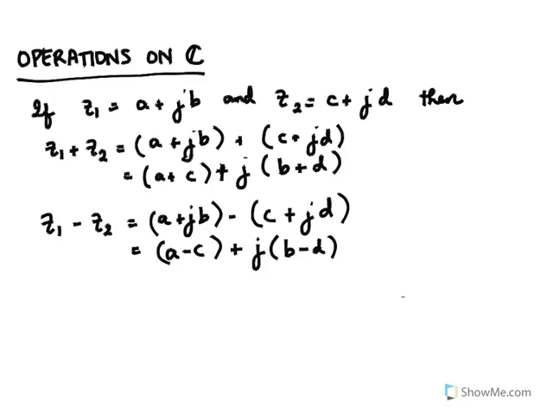Now, going to operations on complex numbers, so you have the typical addition, subtraction, multiplication, and division. Given z1 equal to a plus jb and z2 equal to c plus jd, the sum of z1 and z2 is simply combining the real parts, a plus c, and then the imaginary parts, b plus d. So idadagdag lang natin, i-affix lang natin yung j doon sa ating imaginary part.